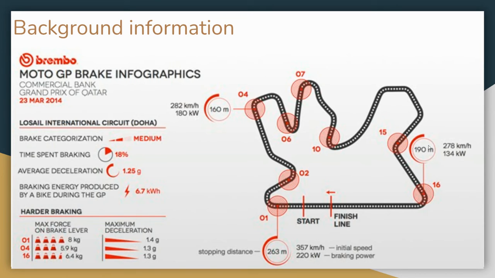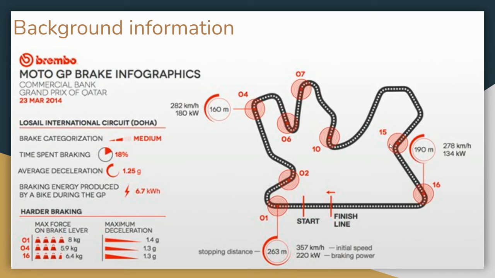So some background information. If you're not aware of the physics of motorcycles, they have to slow down a considerable amount before they enter corners, so that they can stay on track and not fly off the track. So for the Losail International Circuit, here's an image of it on the right here, and it has 8 turns where you would need to apply some sort of braking before entering the corner.